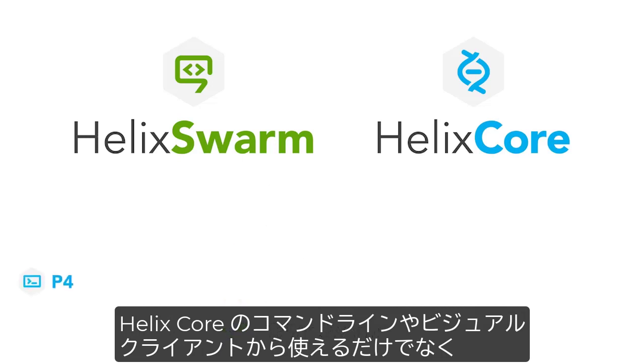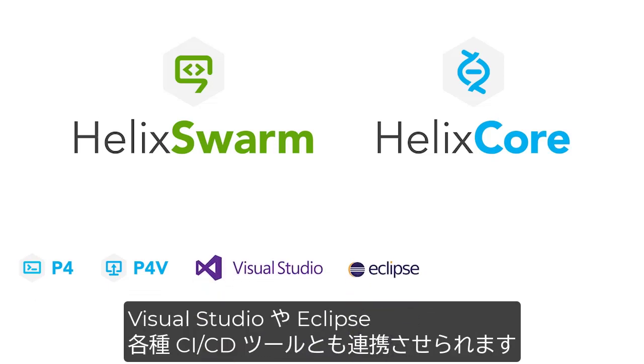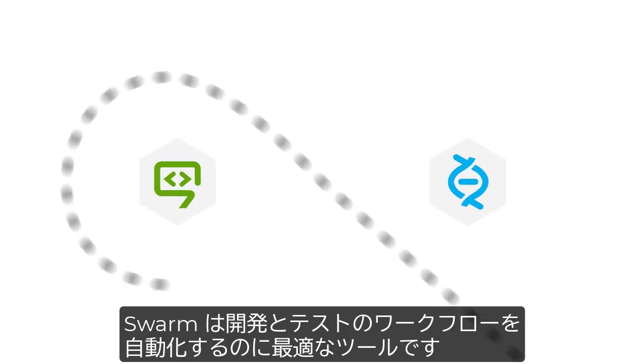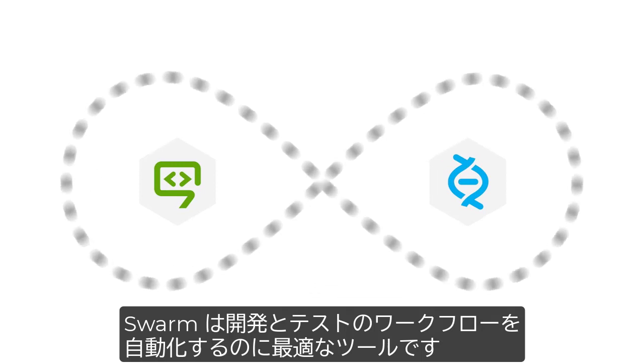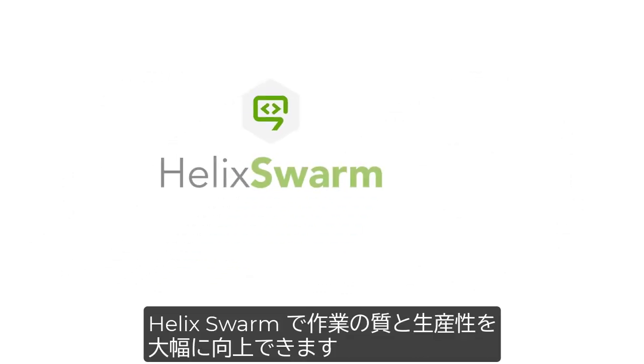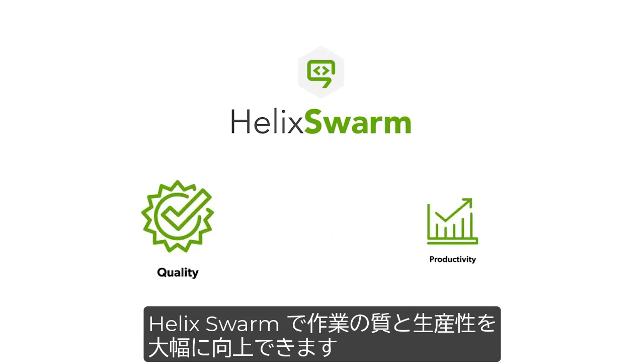It works with the command line and Helix Visual Client, as well as Visual Studio, Eclipse, and your CI/CD solution. One of the best ways to use Swarm is to automate developer and testing workflows, ensuring changes don't get stuck in review. Using Helix Swarm can boost your quality and productivity.